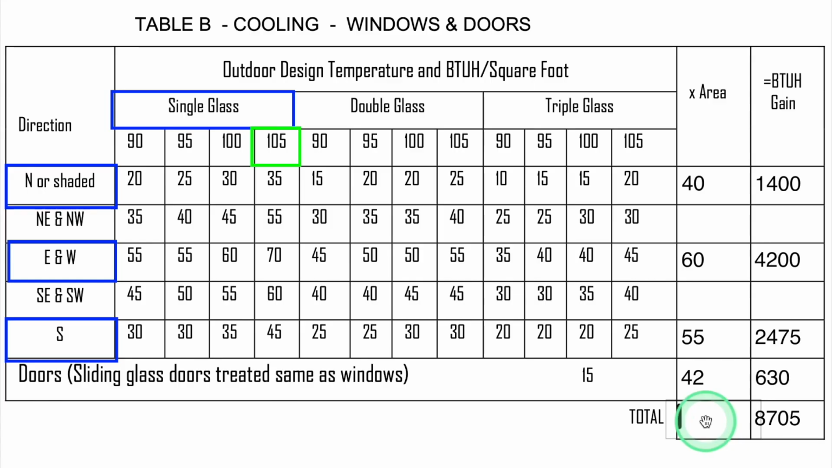So we're going to enter 40 in your calculator, plus 60, plus 55, plus 42. It gives you a total of 197 square feet. And that's it.